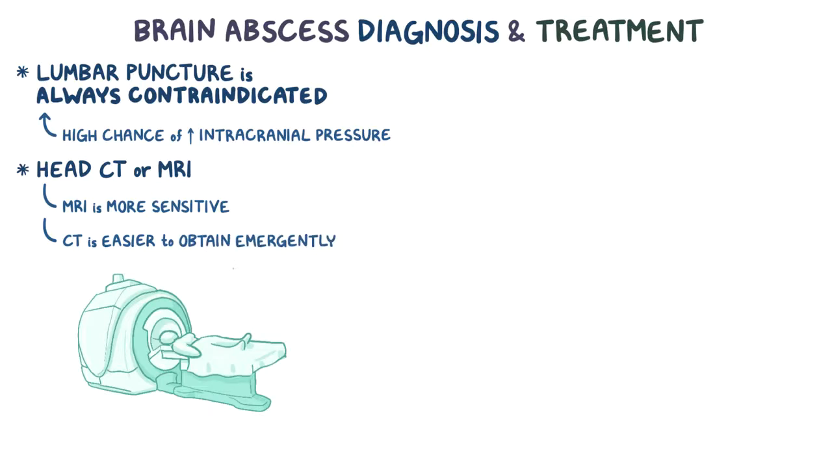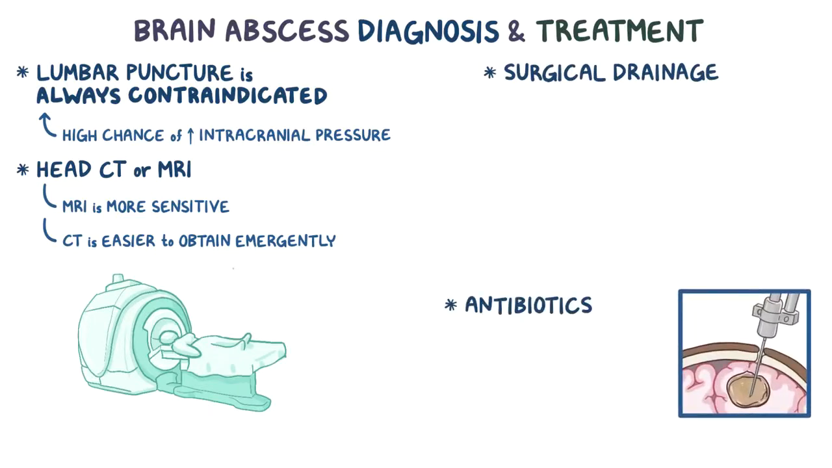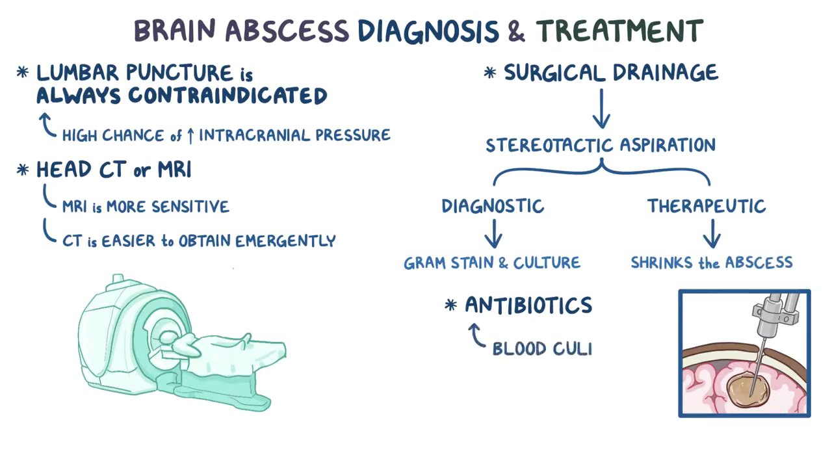To diagnose and treat brain abscesses, a combination of surgical drainage and antibiotics is needed. The preferred method of drainage is stereotactic aspiration, which is a CT or MRI-guided needle aspiration of the abscess. This is both diagnostic and therapeutic, because a sample can be sent off for gram stain and culture, and aspiration shrinks the abscess. Once the sample is obtained, blood cultures are obtained and empiric antibiotics are started.